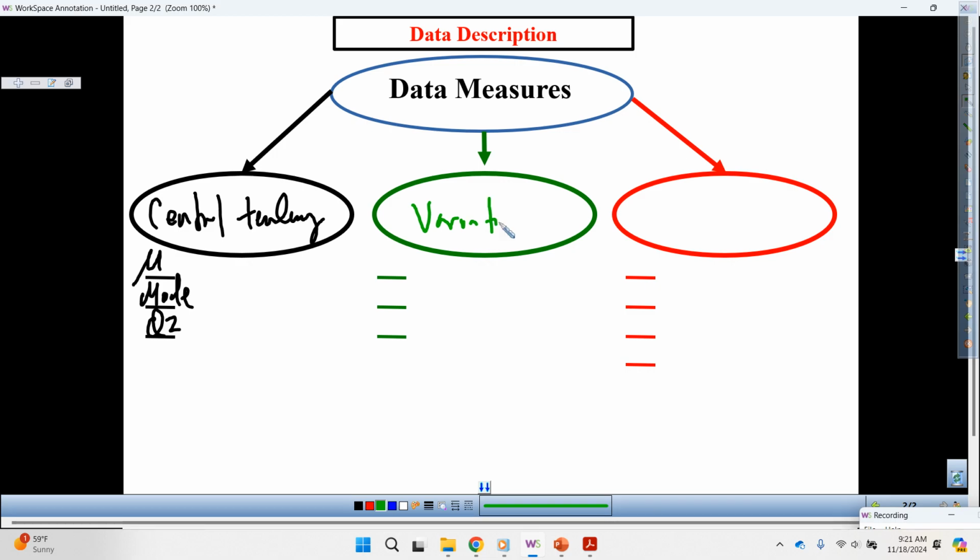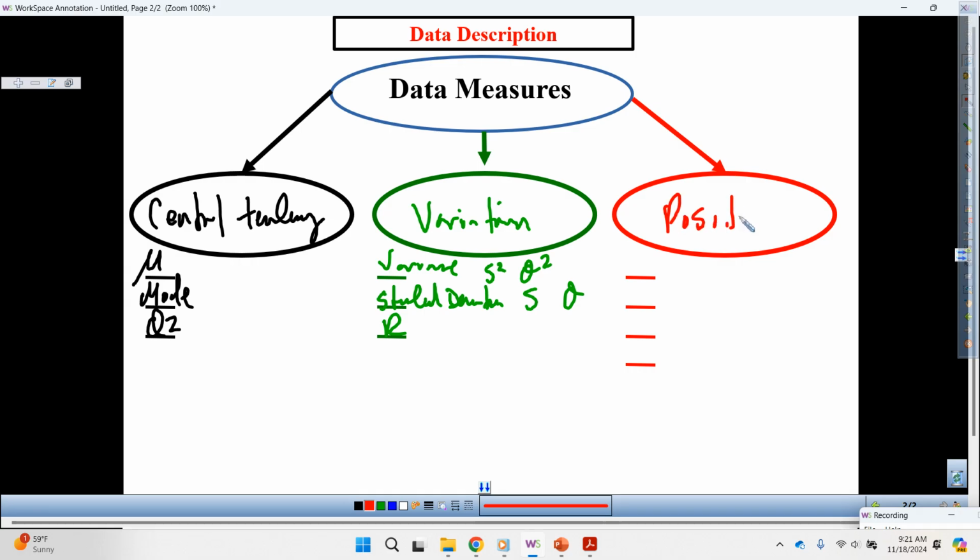Variation. And they are? Variance, in other words S squared, standard deviation, which is S, and range. Hands if you got something like that. All right, and the last one. Pass the one. Martin.